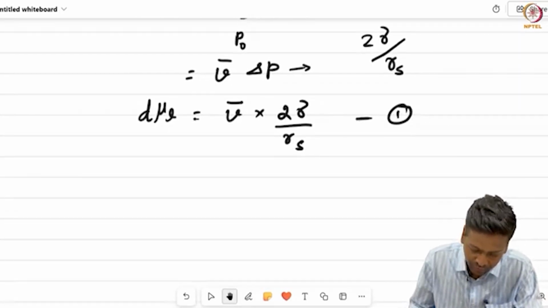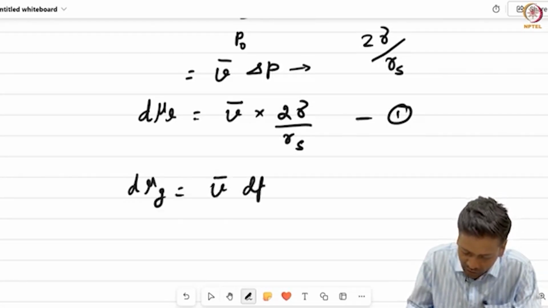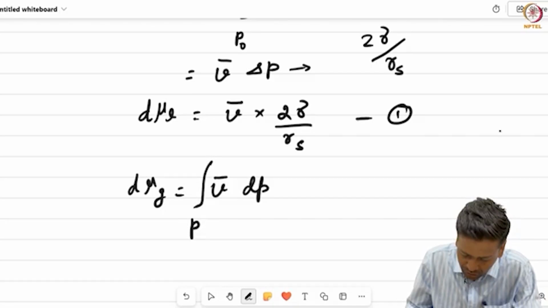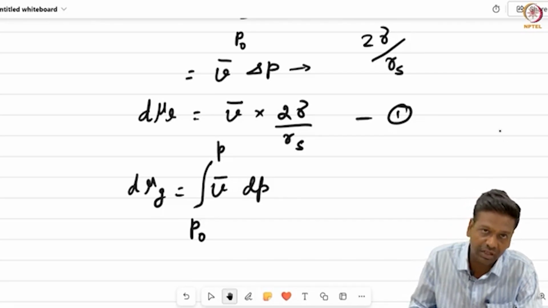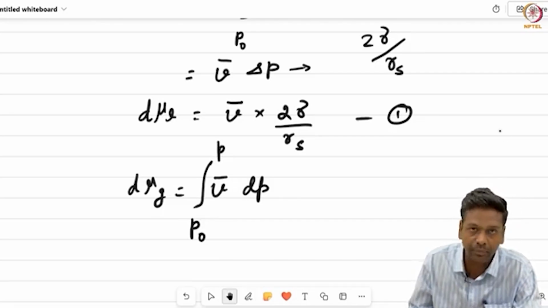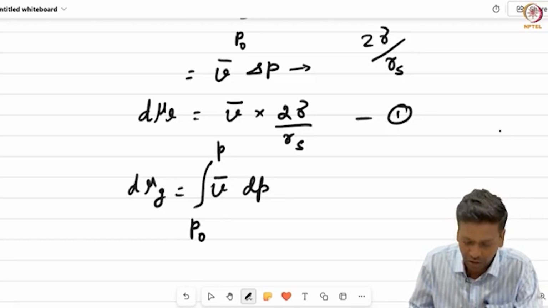Now I know the gas side, I have the similar equation. Here also my integral limits are going from P naught to P. P naught is a reference state, a flat interface. P is any pressure on a curved surface. Now V bar is molar volume.